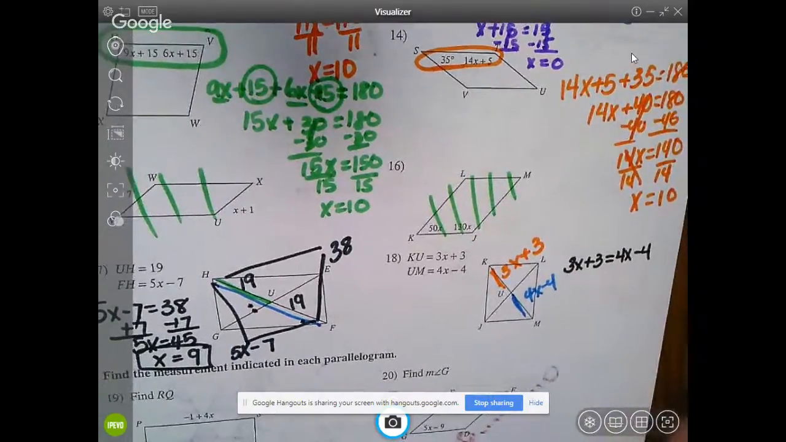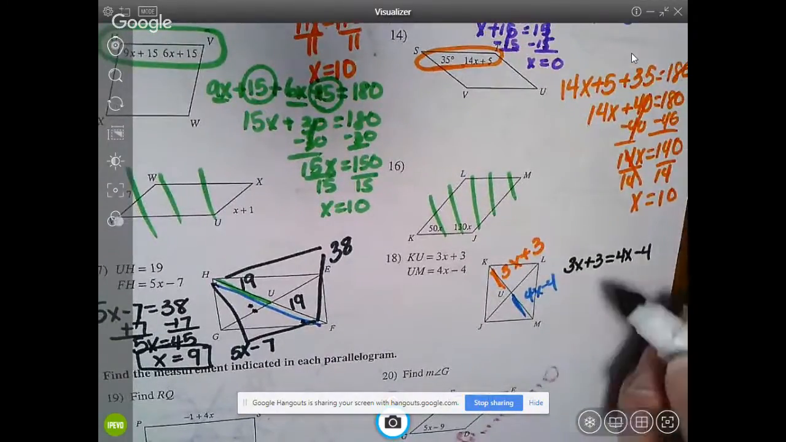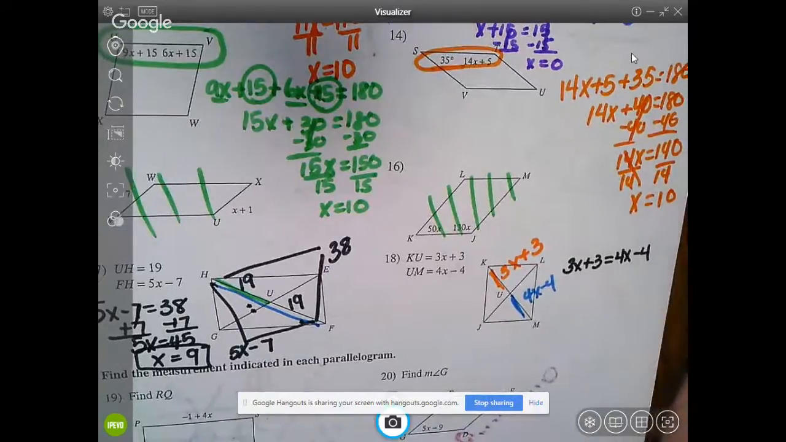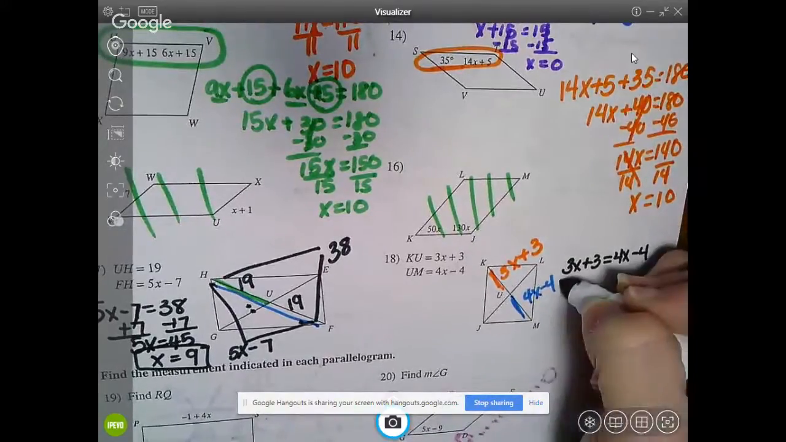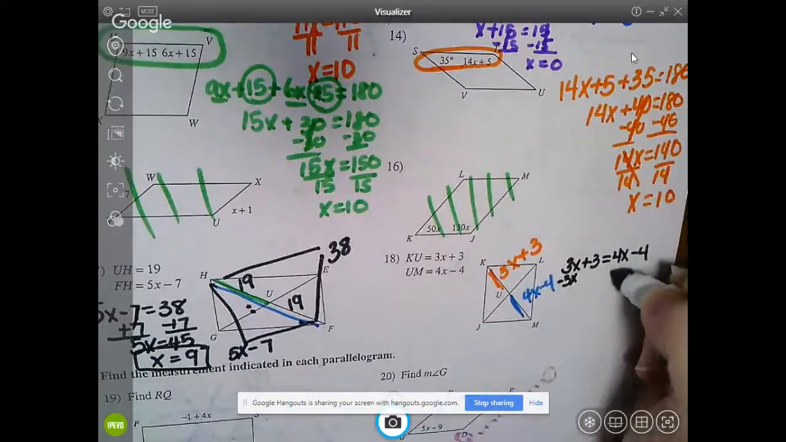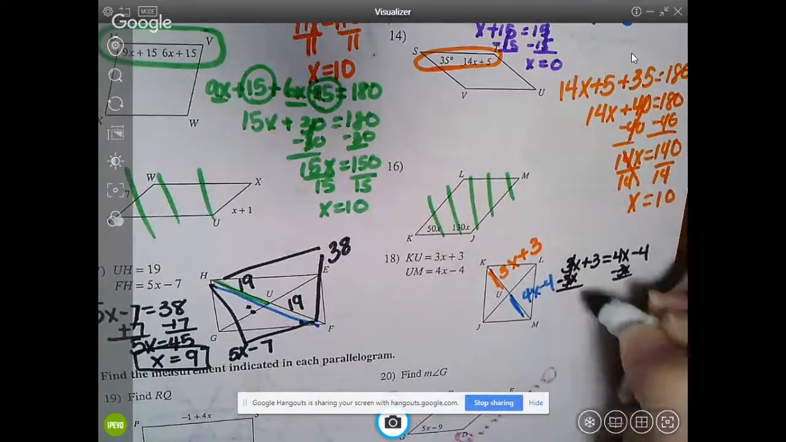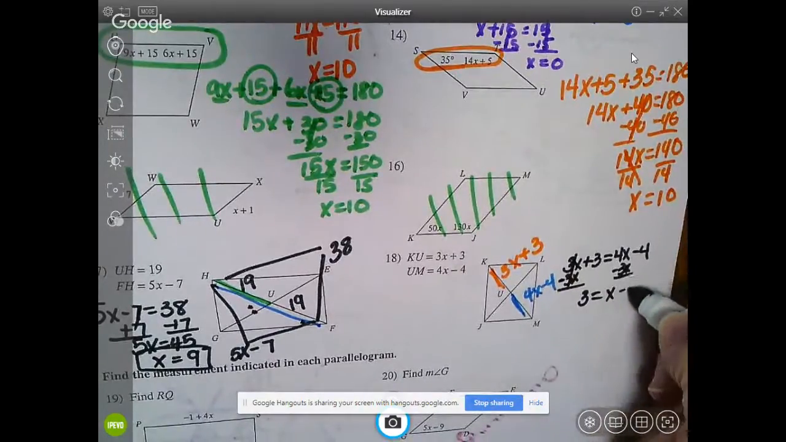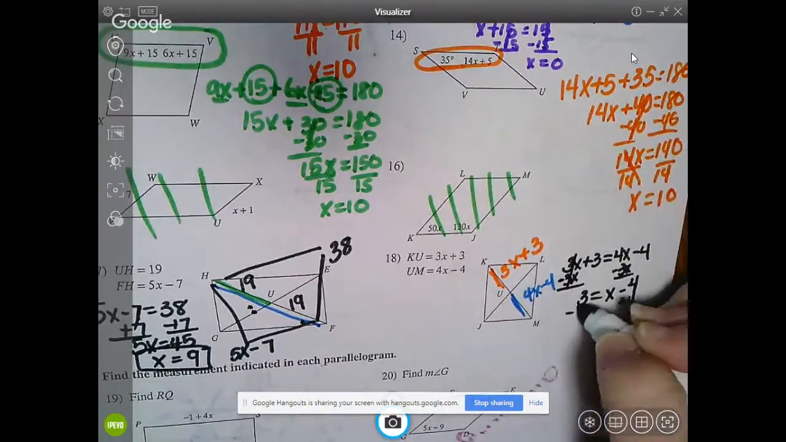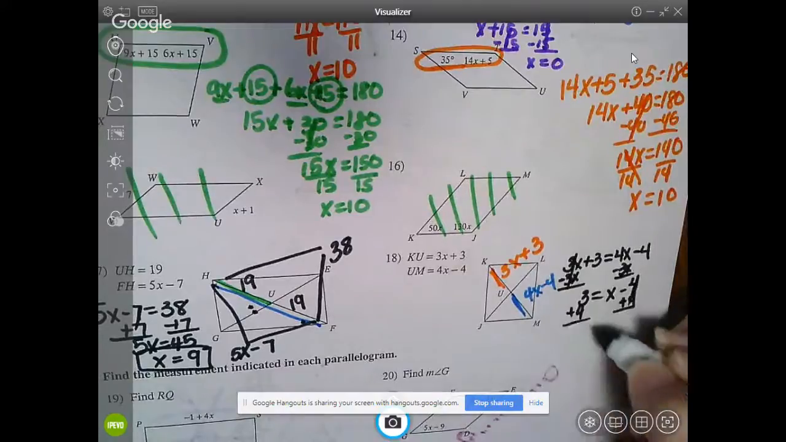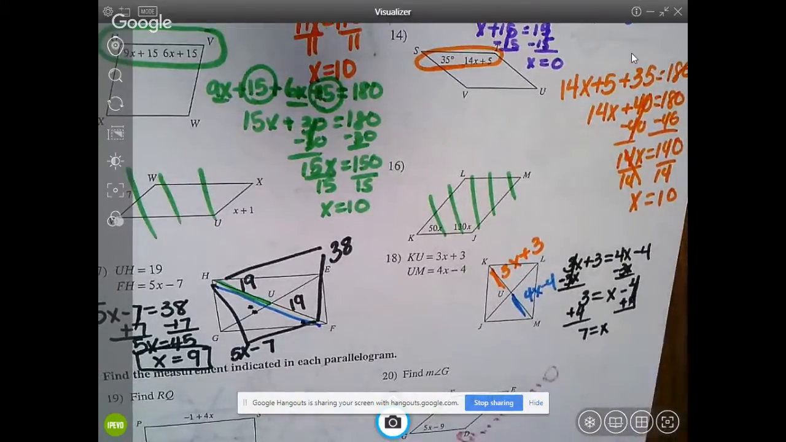Now, I know I do this differently than your teachers did last year. I always like to keep my x's positive because I don't like dividing by negatives. So I move my smaller x. I'm going to move 3x to both sides. 3 equals x minus 7. Minus 4. Add 4 to both sides. X equals 7. Now, some of your teachers said subtract 4x from both sides, and then you would get negative x equals negative 7, and then you'd have to divide by negative 1.